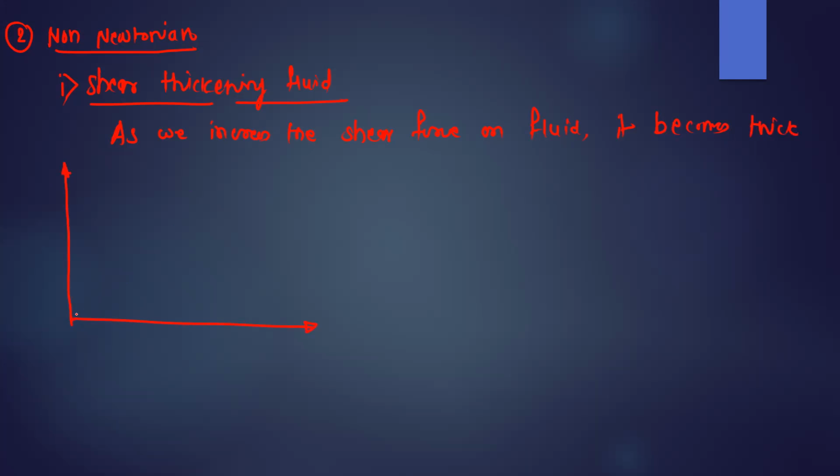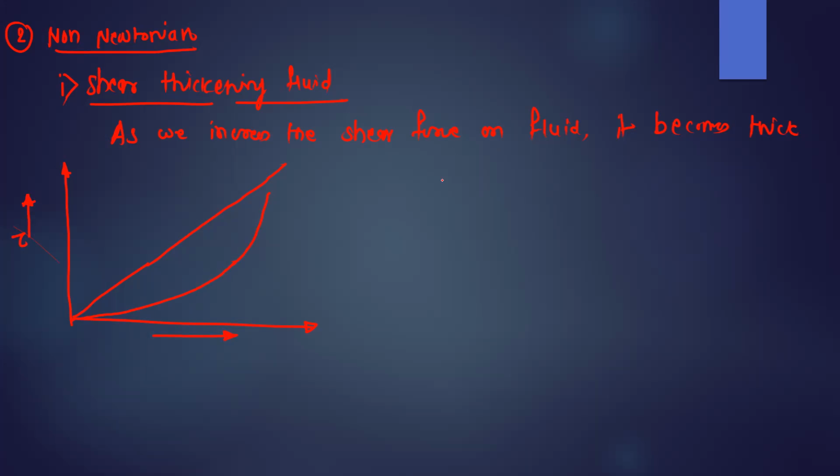So for Newtonian fluid, we have the direct proportionality, so we get the straight line graph. Okay, for shear thickening fluid, if you increase the shear stress, then there will be less deformation. So the graph will be like this. Here you can observe, if you increase the shear stress, that is the tau value, the deformation will be decreasing. Therefore you will get such type of graph.